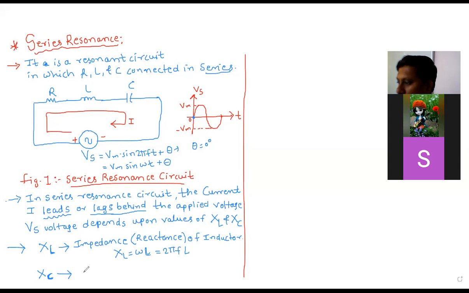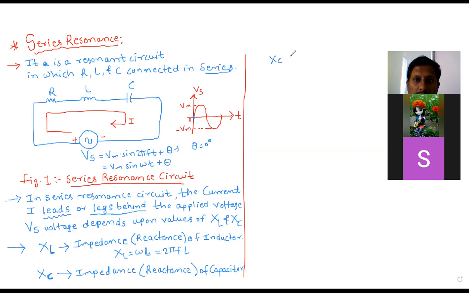Okay. So XC is the impedance or reactance of a capacitor, where XC is 1 upon omega C, so 1 upon 2 pi f C. Here C is the capacitance and f is the frequency of the input signal. Are you getting my point?